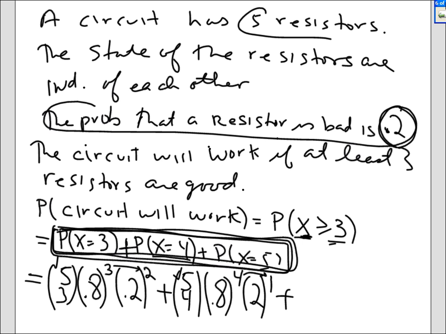Plus the probability that x equals 5. All 5 are good. 5 choose 5. The probability of good is 0.8. We want 5 to be good. Well, if we want all 5 to be good, then we want 0 to be bad. And there it is.